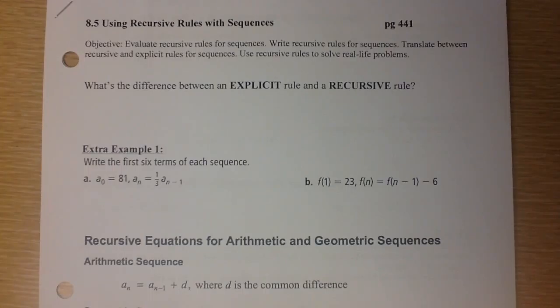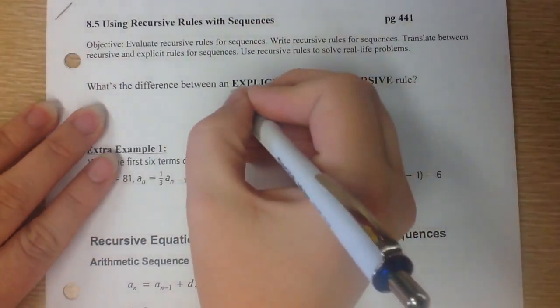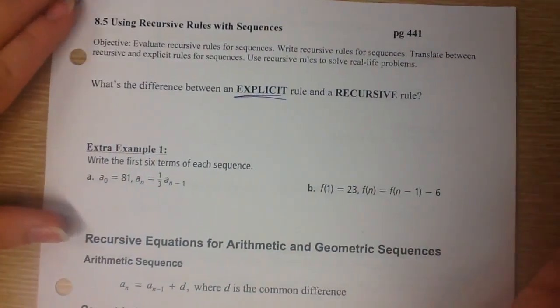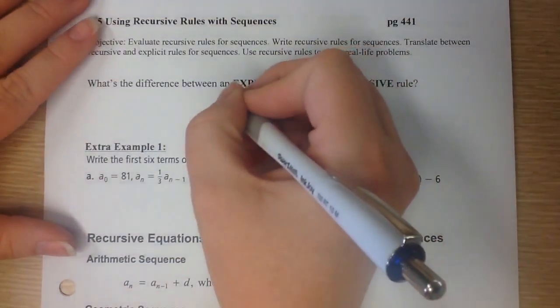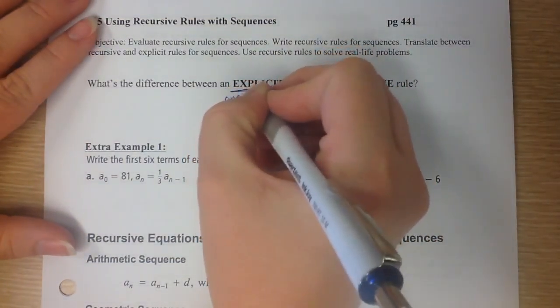First of all, I've used the word recursive a lot in that objective, so we should probably figure out what that means. So what is the difference between an explicit rule and a recursive rule? An explicit rule is the ones we've been doing up to this point.